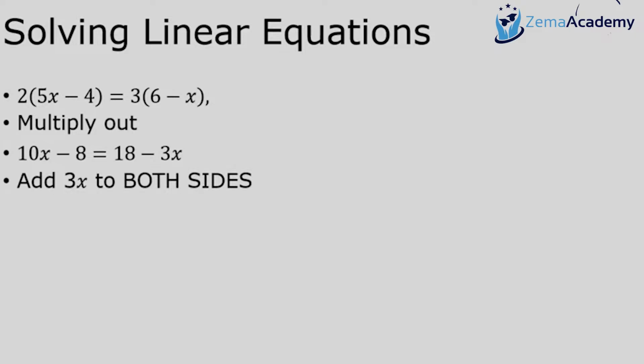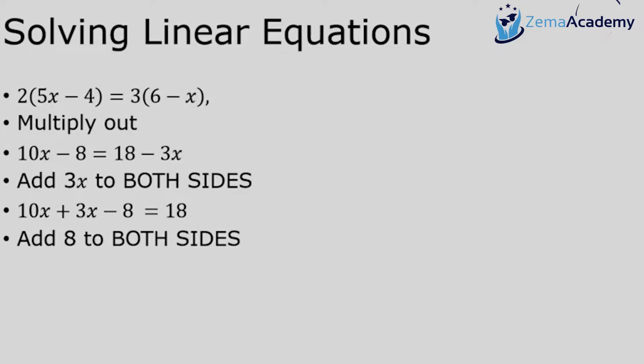So next I'm going to add 3x to both sides. So 10x plus 3x minus 8 now on the left equals 18, because minus 3x plus 3x, those two cancel out, and leaves us with just 18 on the right hand side.